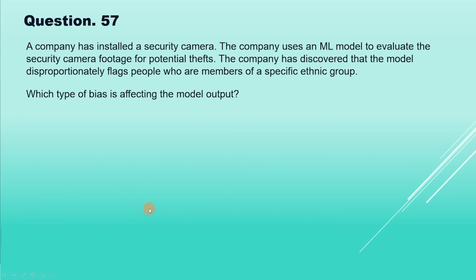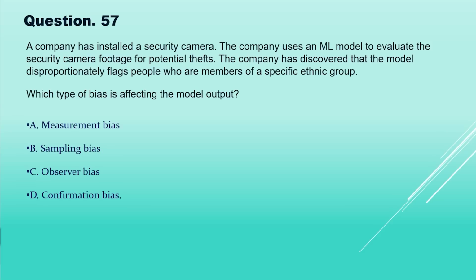Now question number 57. A company has installed a security camera. The company uses an ML model to evaluate the security camera footage for potential thefts. The company has discovered that the model disproportionately flags people who are members of a specific ethnic group. Which type of bias is affecting the model output? Here are the options: measurement bias, sampling bias, observer bias, confirmation bias. So take your time to guess the answer.